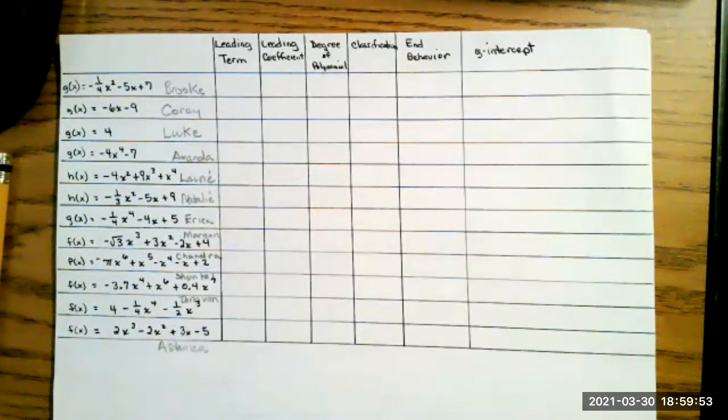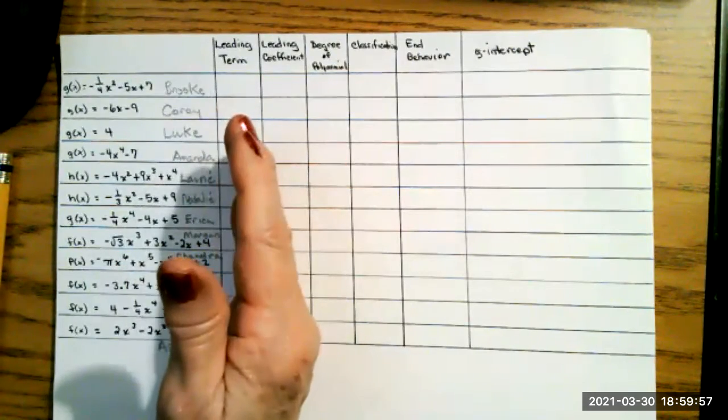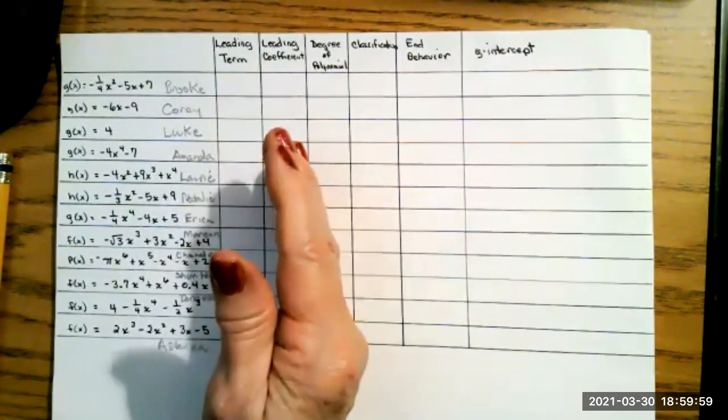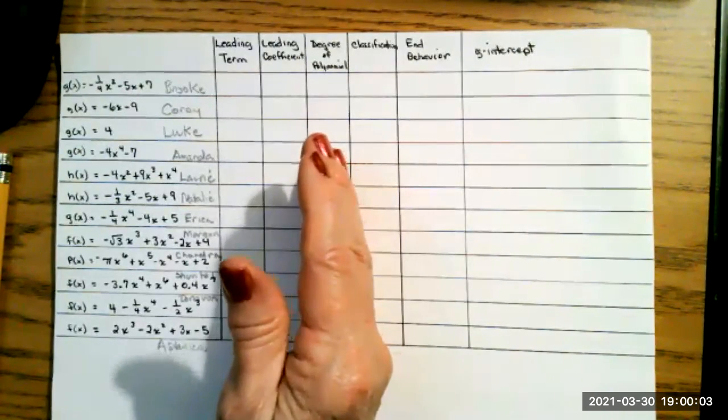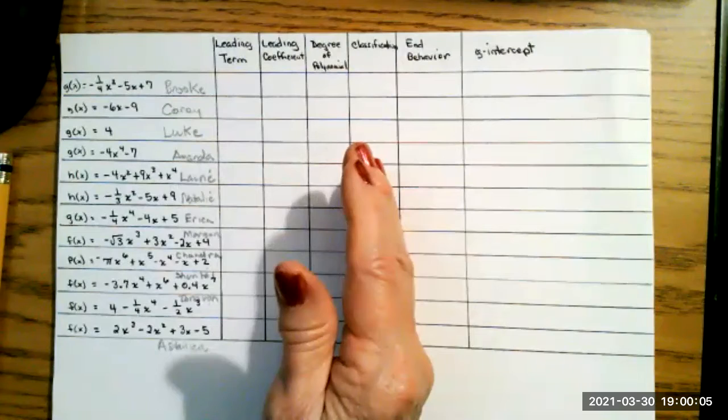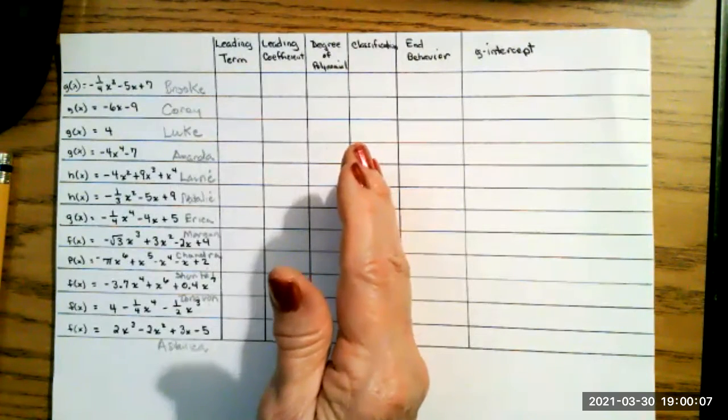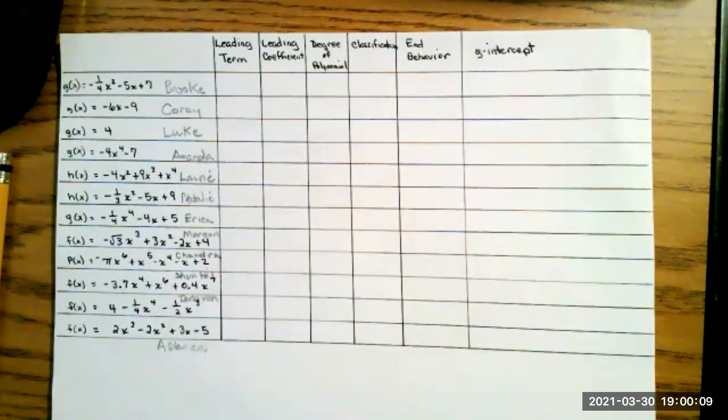All right. What you've got to do is tell me the leading term, the leading coefficient, the degree of the polynomial, what kind of polynomial it is, the end behavior going to be both up, both down, or one up and one down, and what is the y-intercept. So anybody have yours ready to do?